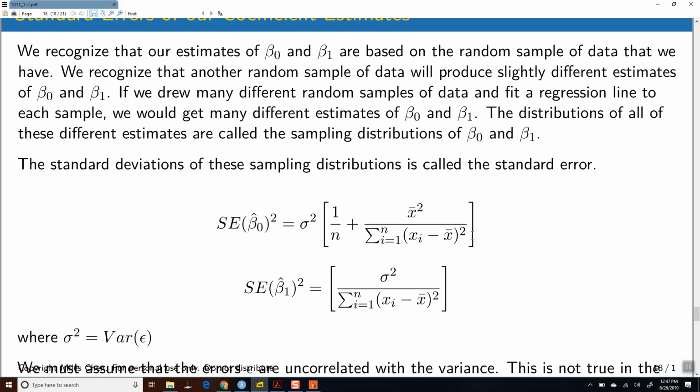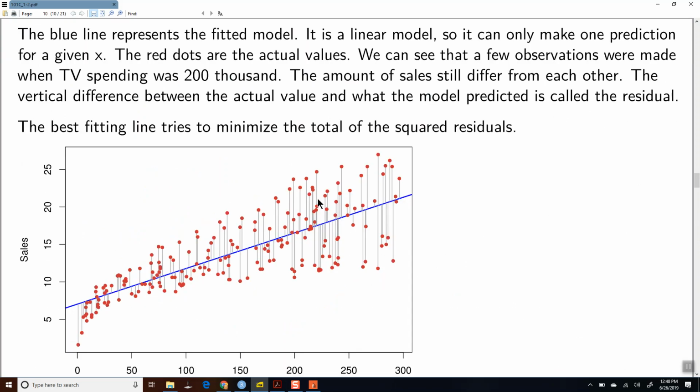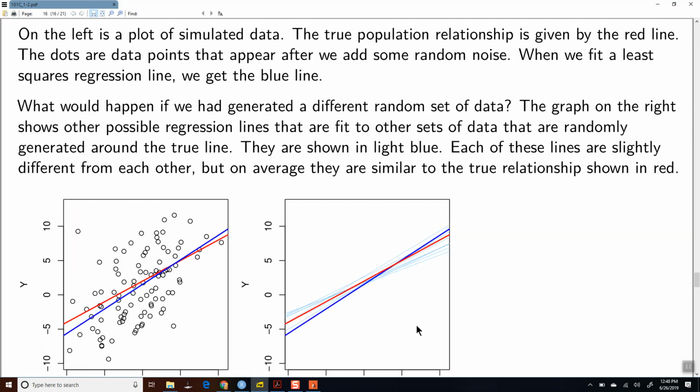Okay, so anyway, we've got this, and this is the standard error, and this is all impossible to read. We assume that sigma squared is the variance of the noise that we're adding to our model, that it's uncorrelated, and if we look back at this plot, we can see that's not really true. Definitely the variance grows as the advertising money grows. Okay, so our assumption is violated already.